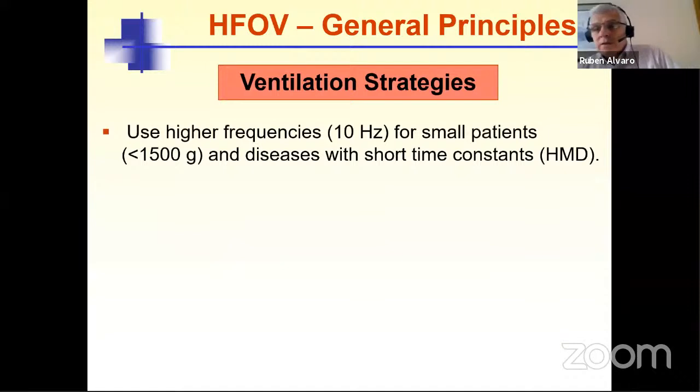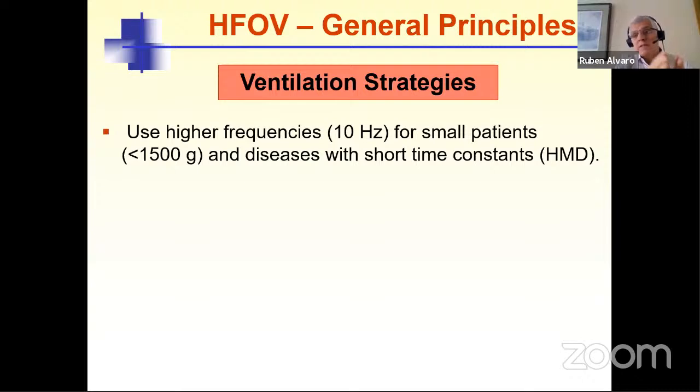So what ventilatory strategies do you use for the oscillator? Well, you used to use higher frequencies, up to 10 hertz, for small babies, less than 1500 grams, and disease with short time constant. Conditions that have a short time constant, a classical example is hyaline membrane disease. Those are the conditions that have decreased compliance and normal airway resistance. You remember time constant is the product of compliance times airway resistance. So in HMD, you have very low compliance. The airway resistance is low, it's not affected. So your time constant is going to be very short, so you can go fast, okay?